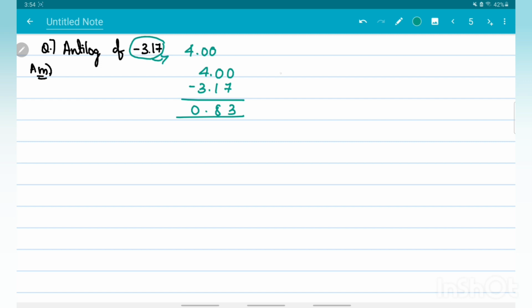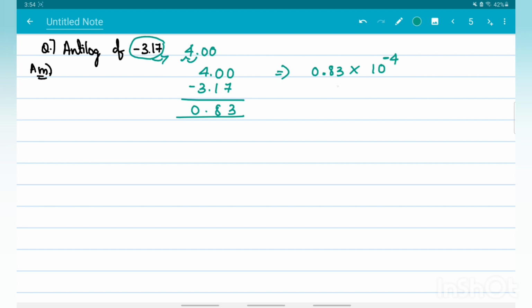So we will write it as 0.83 into, here we had rounded off to 4. So what was the number before the decimal? It was 4. So we're going to write 10 to the power 4, and this time we're going to write it as minus 4 because we are solving the negative of antilog over here.